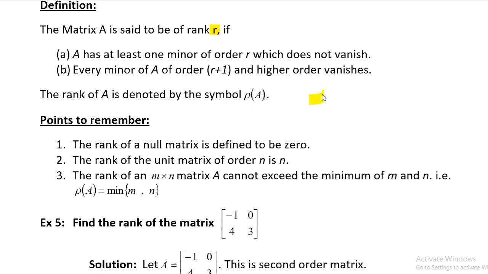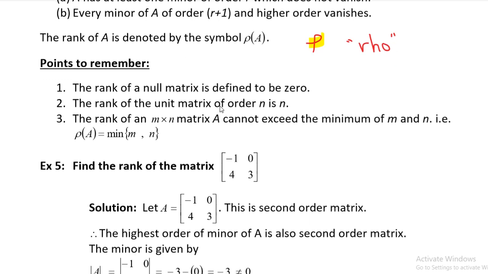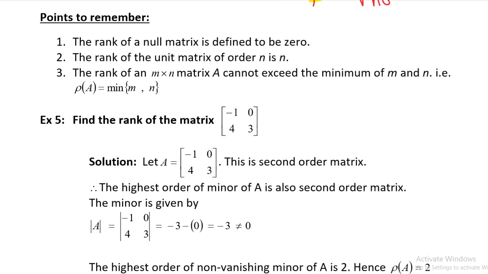This is a Latin letter, we call it rho, R-H-O. So rho of A, or sometimes we just write rank of A. Don't need to write rho of A. The rank of a null matrix is always 0. What is a null matrix? Which is a 0 matrix, a null matrix whose all entries are 0 will give you 0.